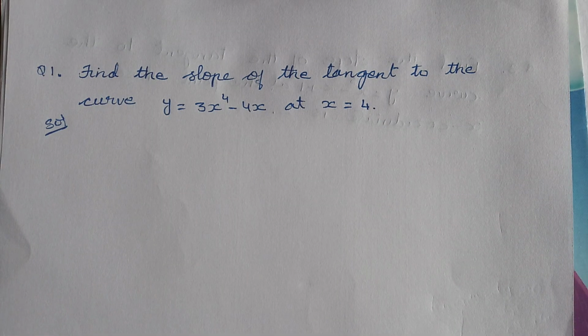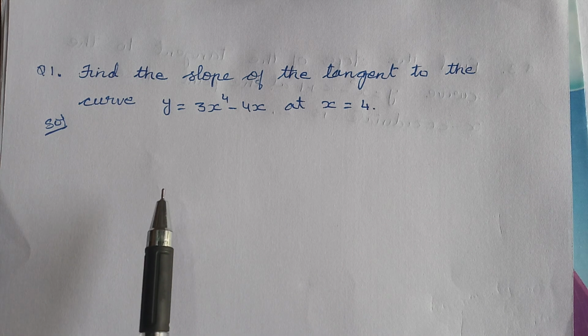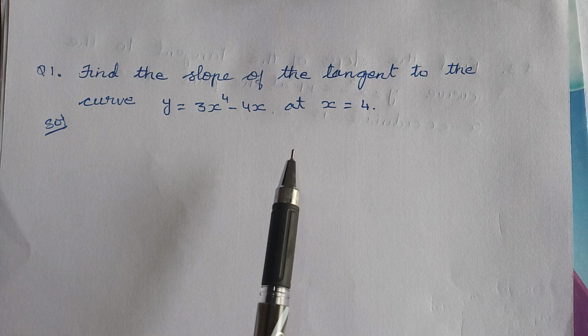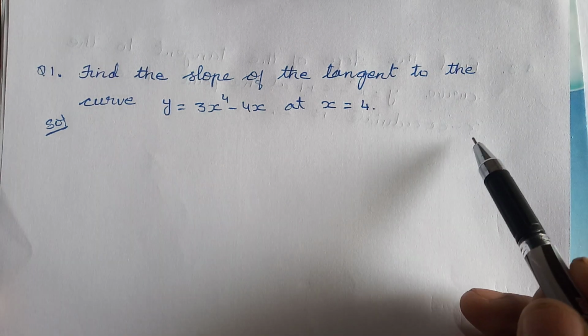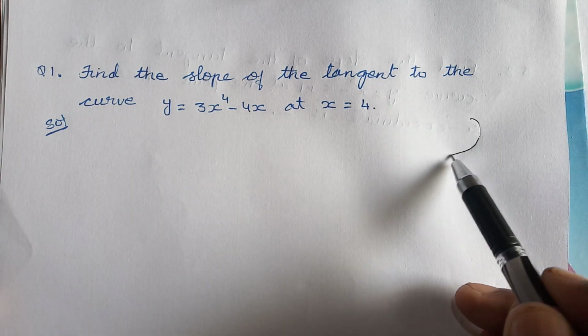The first problem given here: find the slope of the tangent to the curve y equal to 3x to the power 4 minus 4x at x equal to 4. Suppose this is the curve.